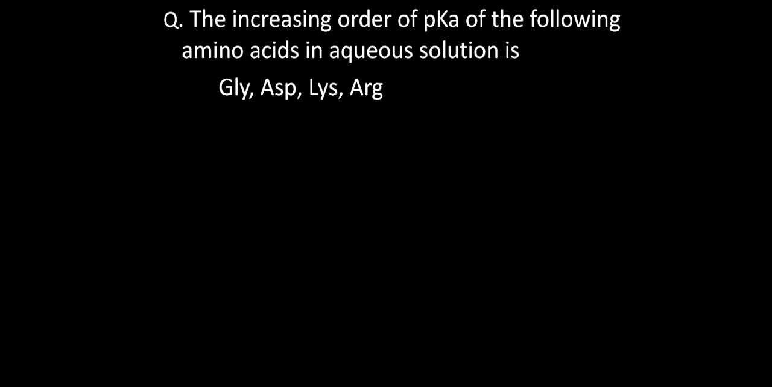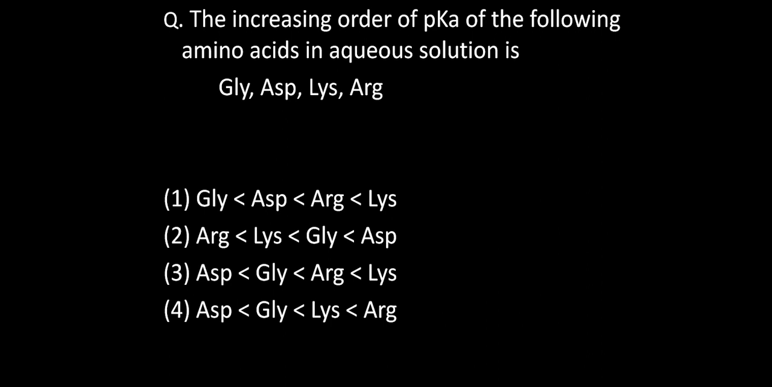Now, one point which we must understand about pKa is that the pKa value is inversely proportional to the acidic strength. That means the lower the value of pKa, the higher is the acidic strength of a particular compound. Or in other words, the higher the value of pKa, the higher is the basic strength. Now, the 4 options are given. What we must understand in such a question is the structure of the amino acid. So, you must know the structure of all the amino acids.